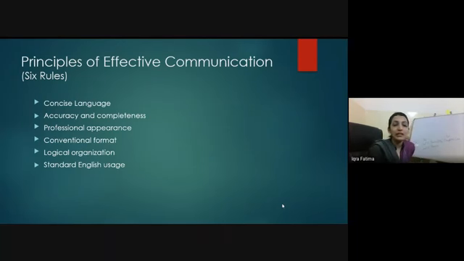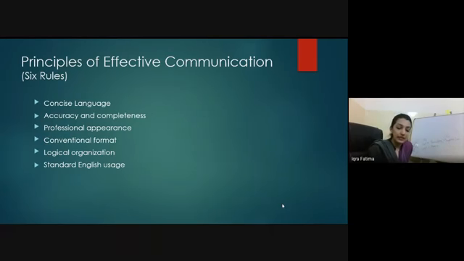So, concise language: try to be brief in your write-ups and your communication, don't overwrite anything, and don't use any unnecessary element in your communication. Try to be concise in your language.